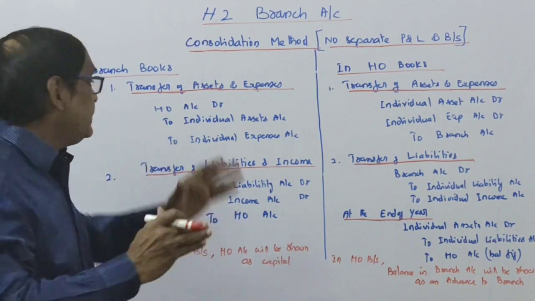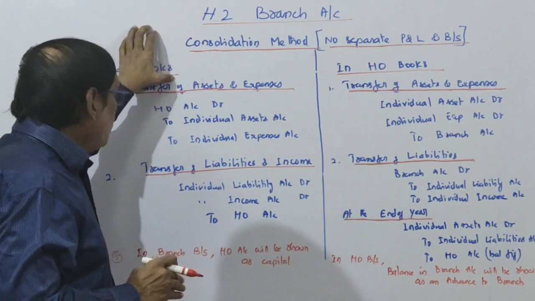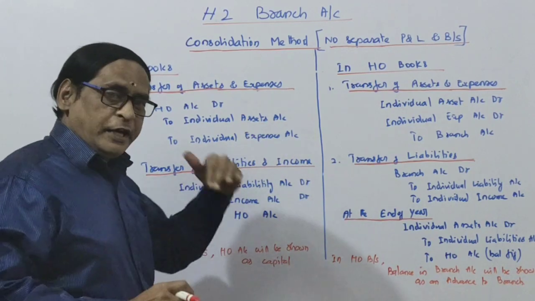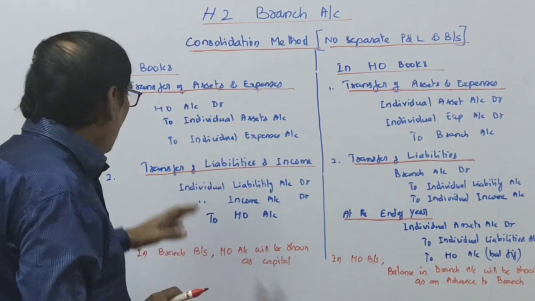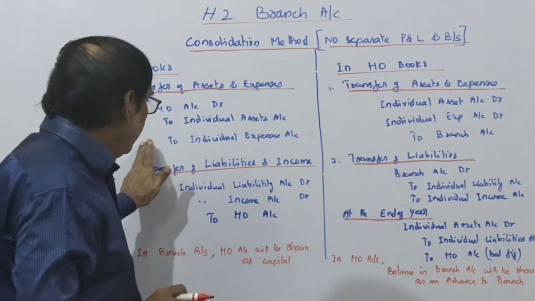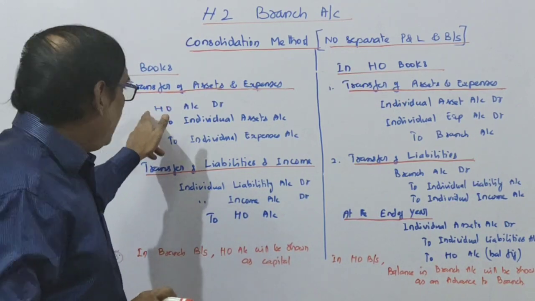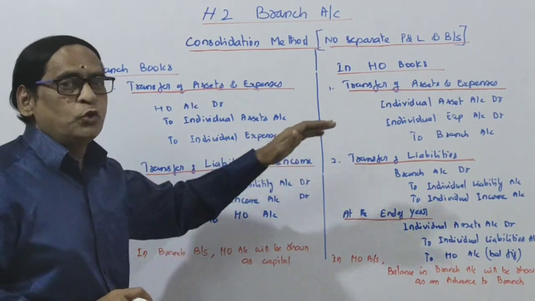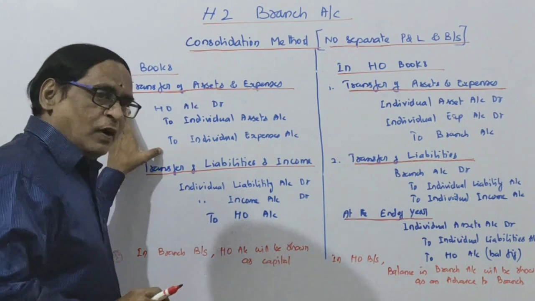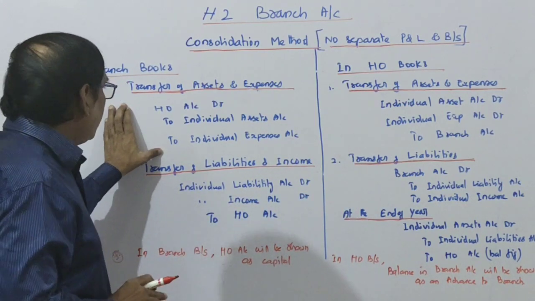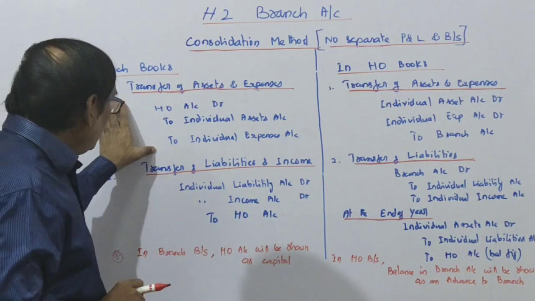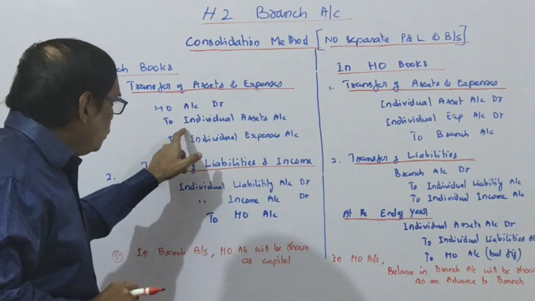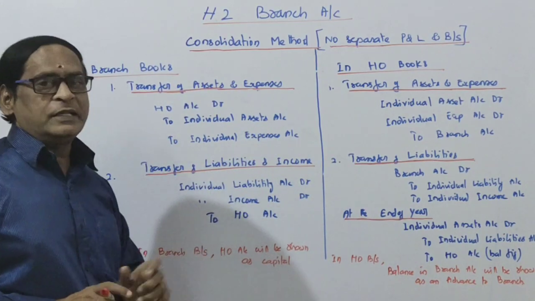So, what will be the journal entries in the branch books? In the branch books, the individual assets and the expenses are to be debited. Already they have been in the debit. Now we have to transfer them. Transfer means head office should be debited and then the relevant individual assets should be credited and then individual expenses should be credited. So the first entry is the transfer of assets and expenses. While transferring the assets and expenses, the entry in the branch books will be head office account debit to individual assets and individual expenses accounts.